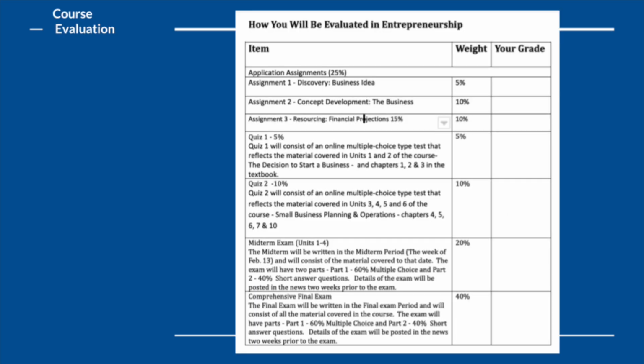In terms of the quizzes, there are, again, several quizzes. Quiz 1 is worth 5%. It covers material in units 1 and 2. Quiz 2 is worth 10%. It covers materials in 3, 4, 5, 6. And the midterm and the final are written during those particular periods. For example, the midterm period is around February 13th. It will cover units 1 to 4. And the final exam will be comprehensive. It's towards the end of April.